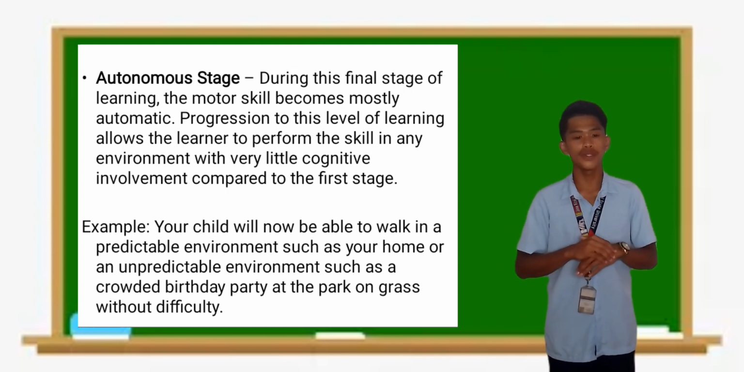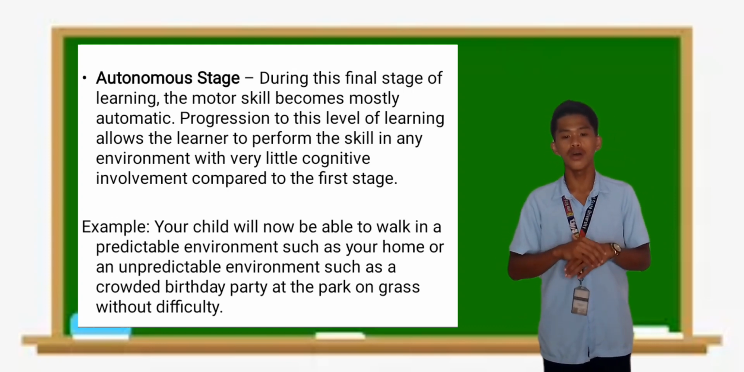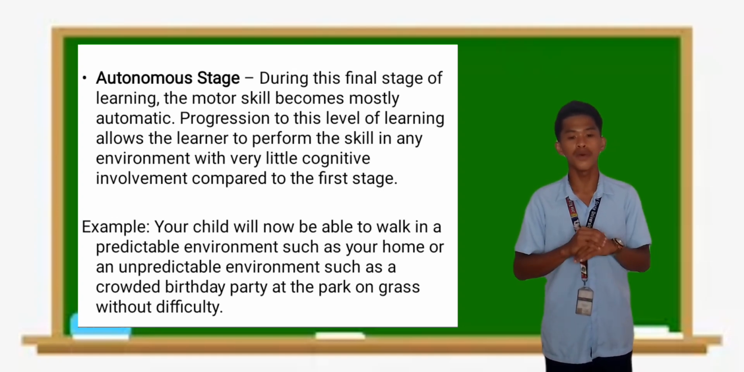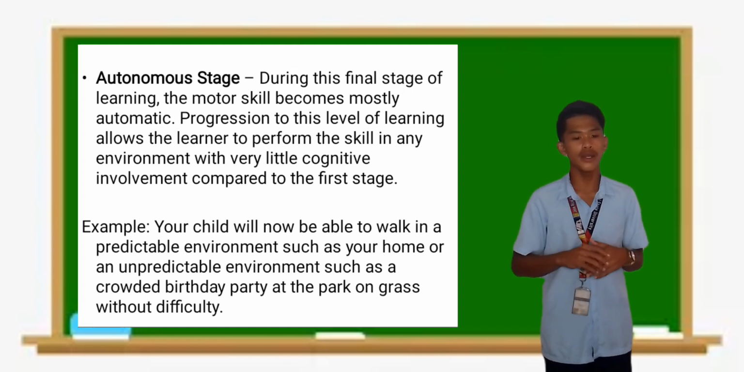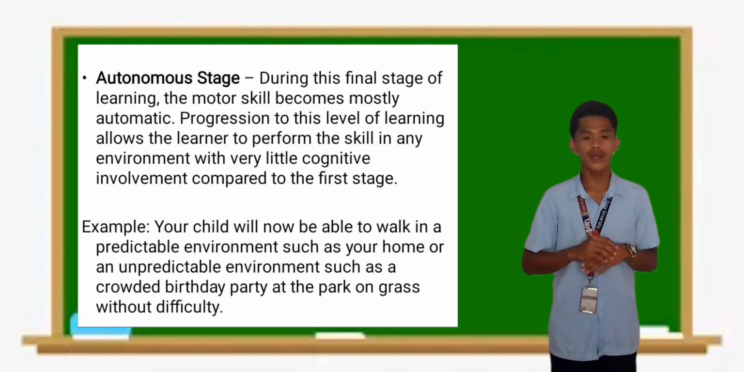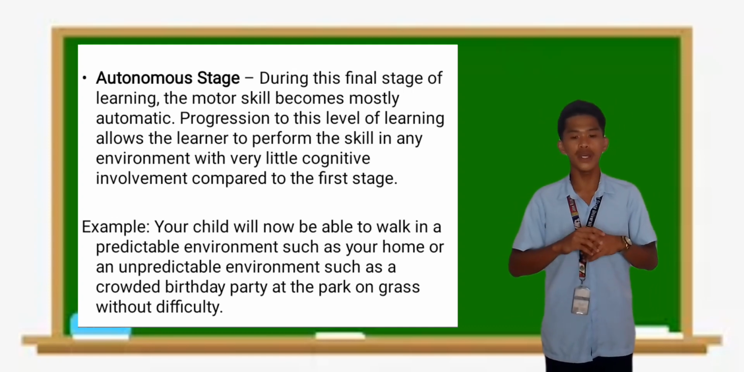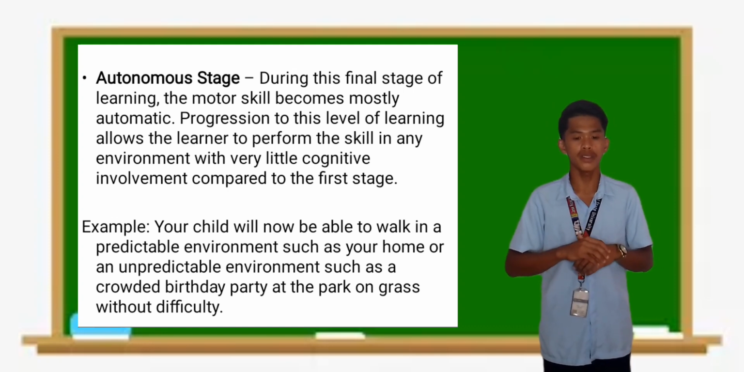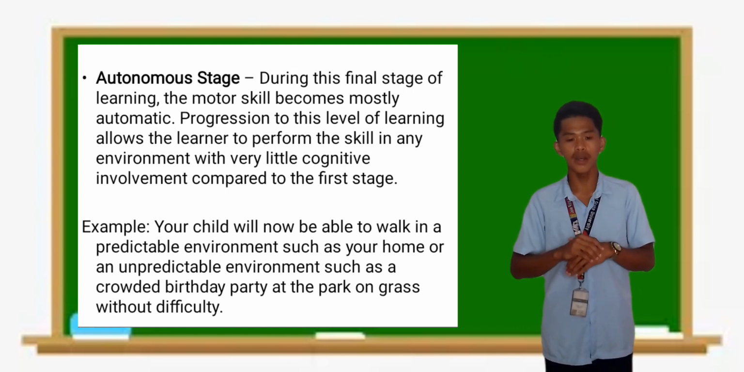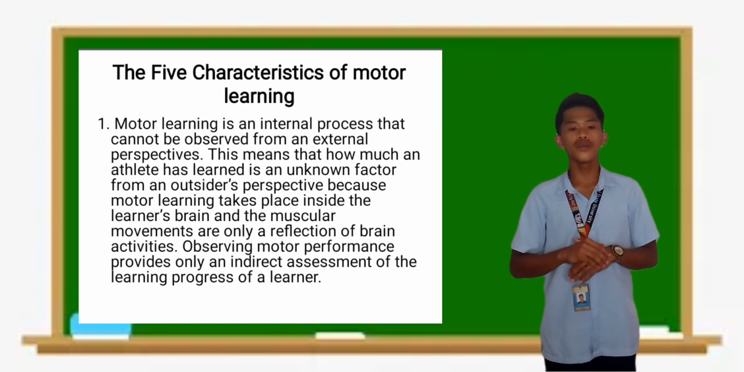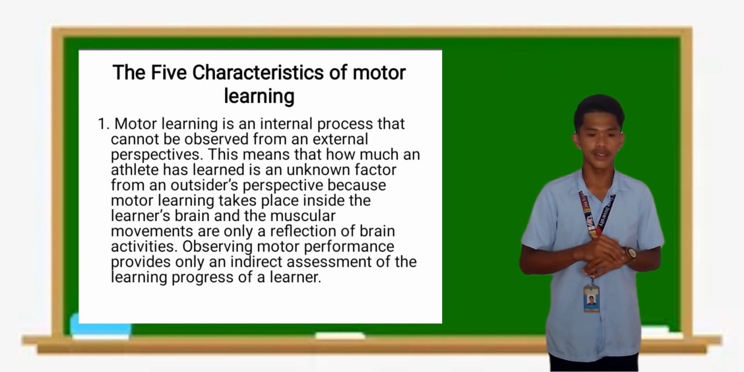During this final stage of learning, the motor skills become mostly automatic. This level of learning allows learners to perform skills in any environment with very little cognitive involvement compared to the first stage. An example of this is your child will now be able to walk in a predictable environment such as your home, or an unpredictable environment such as a crowded birthday party at the park on grass, without difficulty. So we are going to the 5 characteristics of motor learning.